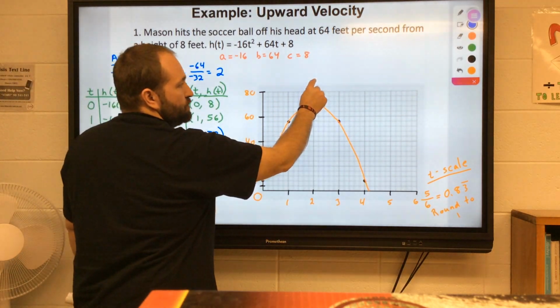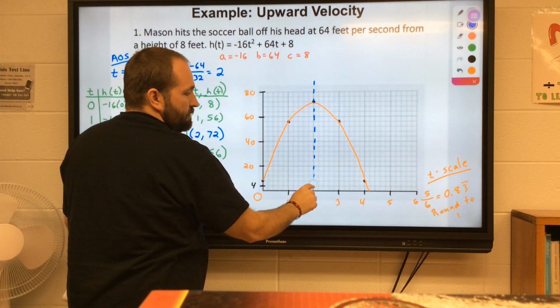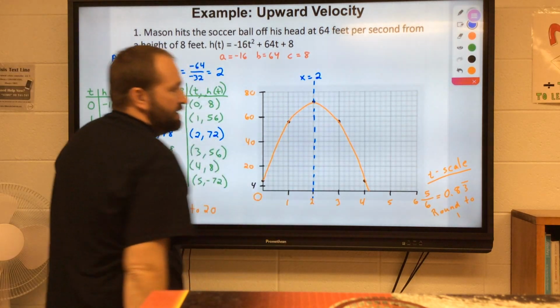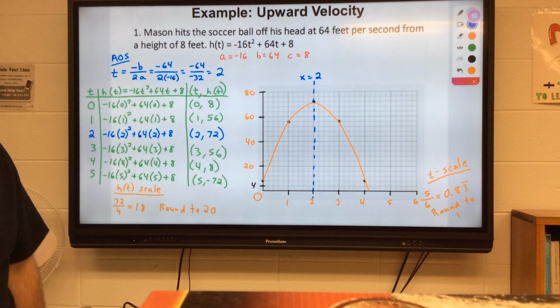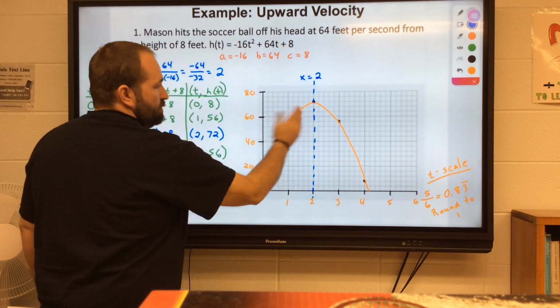So here at t equals 2, I'm just going to come through and do a dashed line all the way down, and label this as x equals 2. Okay, that is my axis of symmetry. And the purpose of an axis of symmetry is that I can pick this paper up and fold it right across that line, and then these dots should fold over and match up exactly.